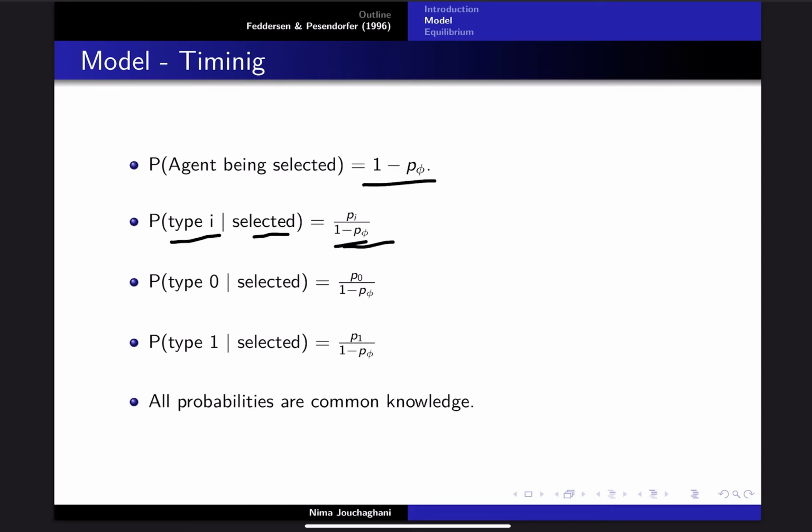And being of type 0, conditional on being selected, is then p0 divided by 1 minus p of phi. And being of type 1 is then p1 divided by 1 minus p of phi. All those probabilities that you see here are common knowledge, so everybody knows about the probabilities. The type of an agent is private information, but the probabilities are common knowledge.